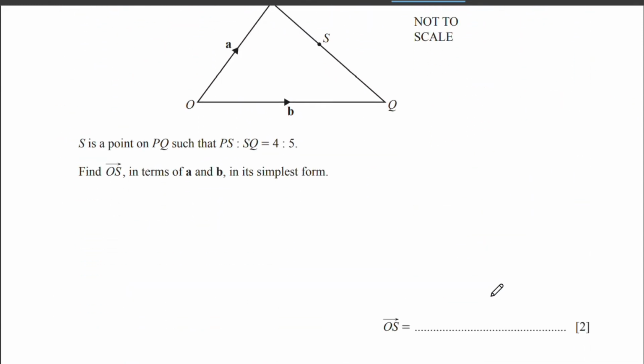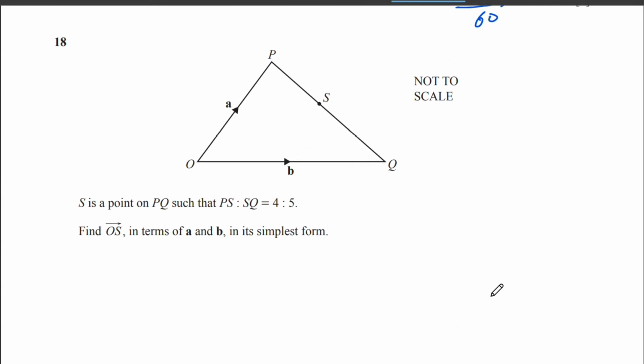Moving to the next question. Now see the diagram. S is a point on PQ such that PS is to SQ is 4:5. So this is 4, 5. Now find OS in terms of A and B in its simplest form. See, we have to find this vector OS.